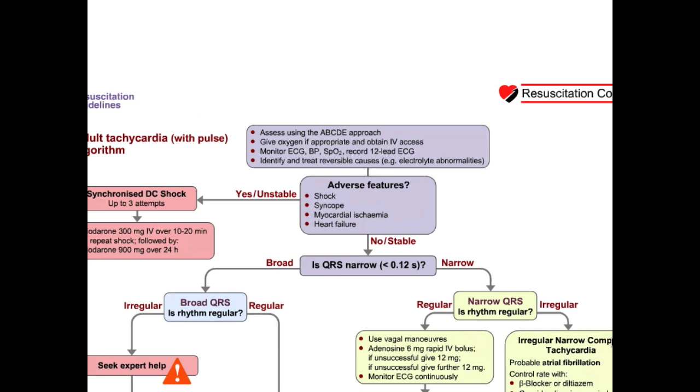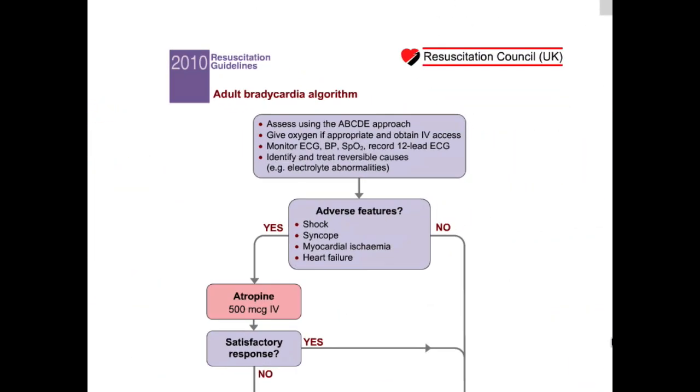So now this makes a little bit more sense. Okay, up here, we've got assess using the ABCDE approach. You always do that, as Stephen said. That's a given, don't worry about that. And then, adverse features, shock, syncope, myocardial ischemia, heart failure. Okay, so you already know that bit. We've done that. You see? There.